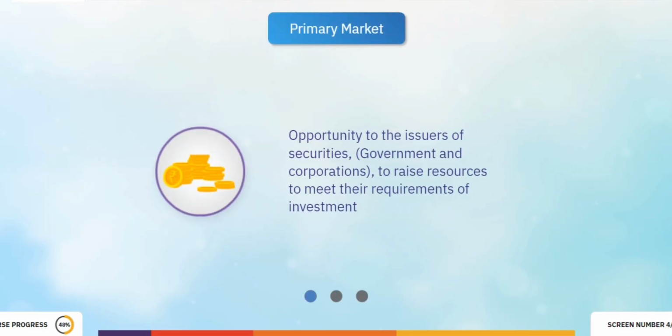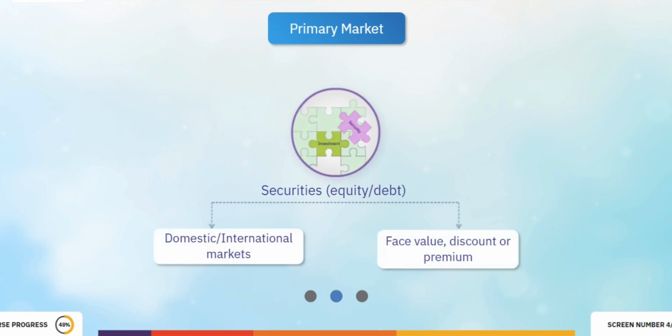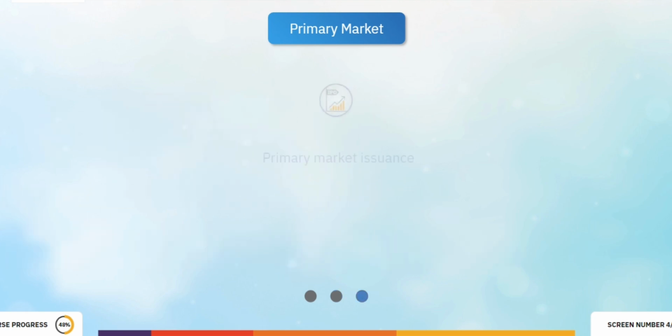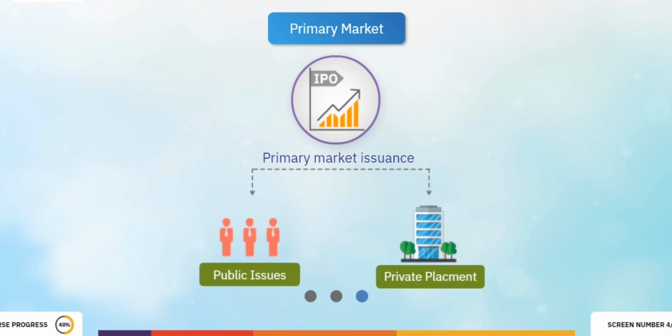Primary market provides an opportunity to the issuers of securities, both government and corporations, to raise resources to meet their requirements of investment. Securities, in the form of equity or debt, can be issued in domestic or international markets at face value, discount or premium. The primary market issuance is done either through public issues or private placement.